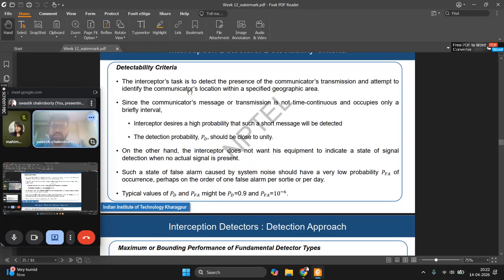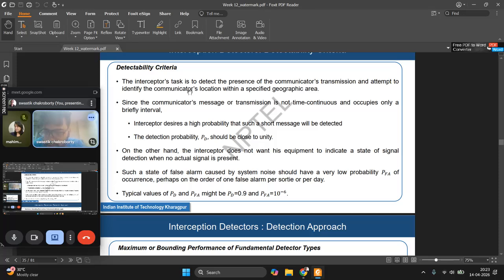The interceptor's task is to detect the presence of communication, the detector. Since the communicator's message is not time continuous and occupies only a brief interval, the interceptor desires a high probability that such a message will be detected. The detection probability should be close to unity.